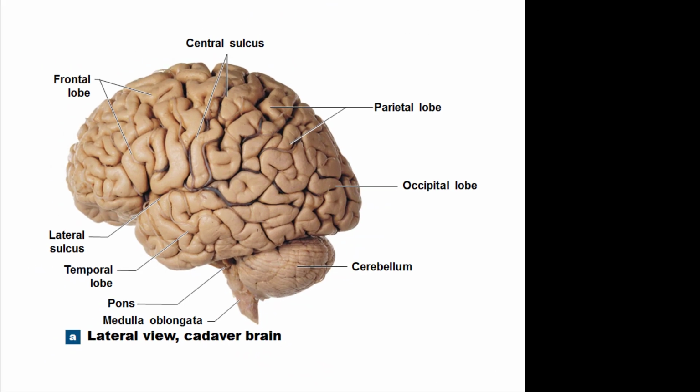Now that we've looked at some of the important tracts that are linking the cerebrum with other central nervous system structures, let's look at some of the defining features that we see on the cerebral hemispheres.